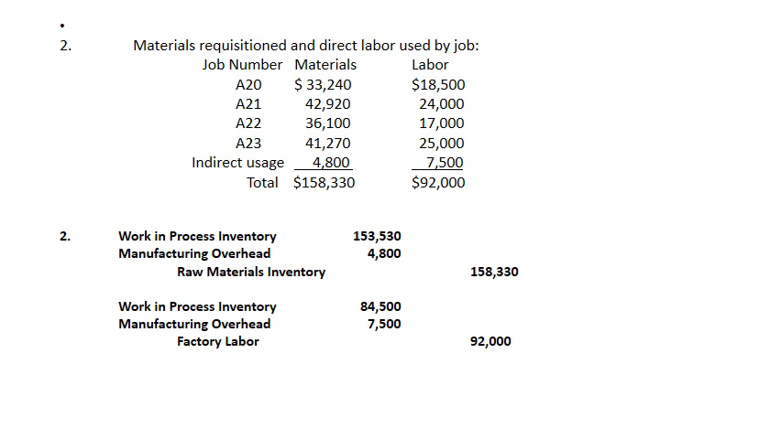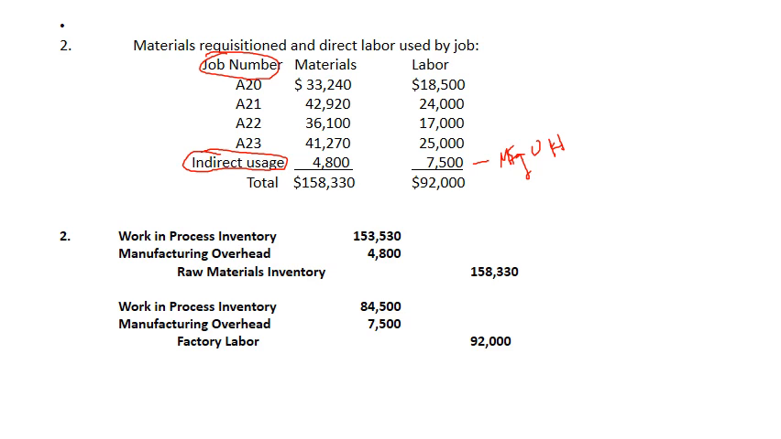Then we have materials requisition forms, and we have timesheets or time tickets. So if you notice, we have some indirect usage here. So the indirect usage is going to go to manufacturing overhead. So when we do the journal entry for this, it does tell us what is assigned to specific jobs, so those will have to go to the job order sheet.